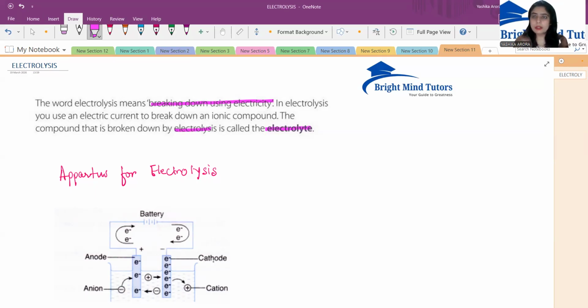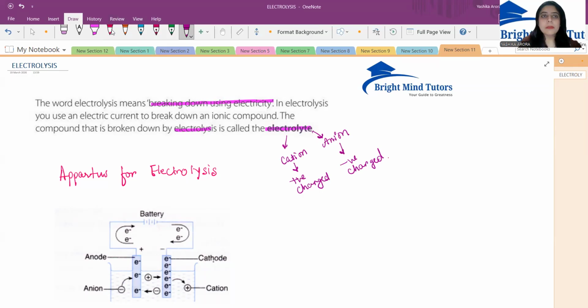So the electrolyte is a compound that participates in the electrolysis, and we're going to be breaking that electrolyte into its cation and anion. Cation means positively charged, and anion means negatively charged. Basically, electric current is used to break down the ionic compound. Sometimes the word electrolyte pops up in your exam, so you can pay attention to the word. Otherwise, it's just a basic introduction.